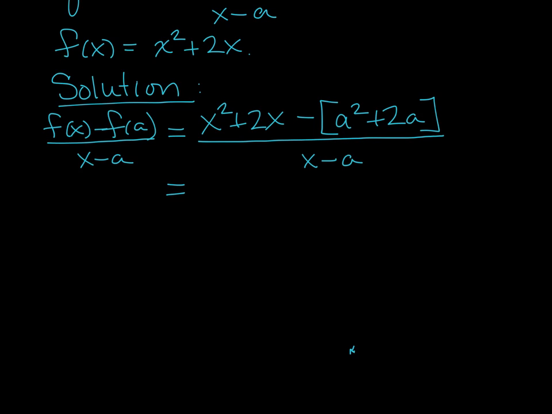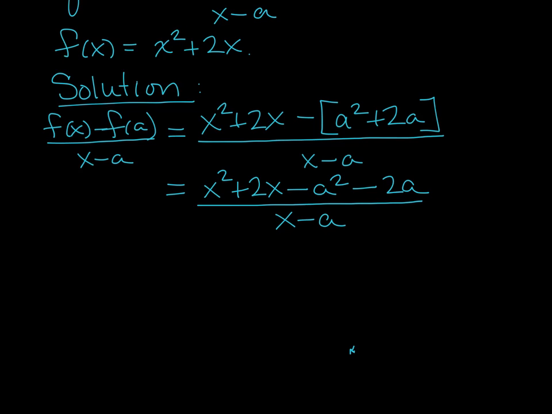So the next step is going to be to distribute this negative sign to both of these terms. So we have x squared plus 2x minus a squared minus 2a all over x minus a. So now you might look at this and think, well, there's nothing else to do, but really the ultimate goal here is to get this x minus a on the bottom to reduce with something on the top. So we're going to group the terms on the top in some sort of clever way.